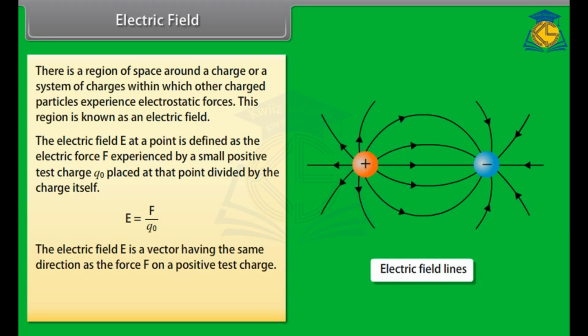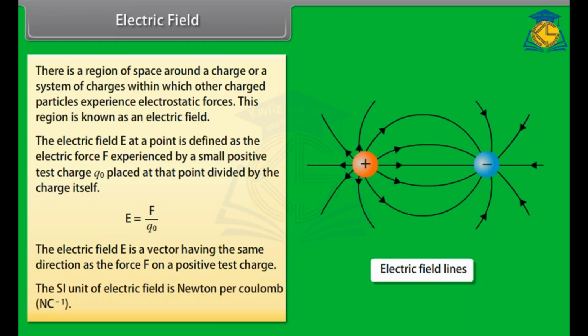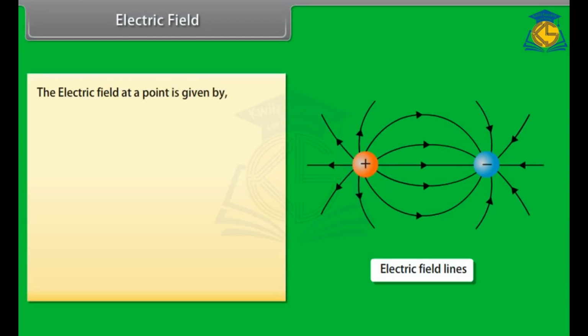The electric field E is a vector having the same direction as the force F on a positive test charge. The SI unit of electric field is Newton per Coulomb. The electric field at a point is given by E = 1/(4πε₀) × Q / r² r̂.